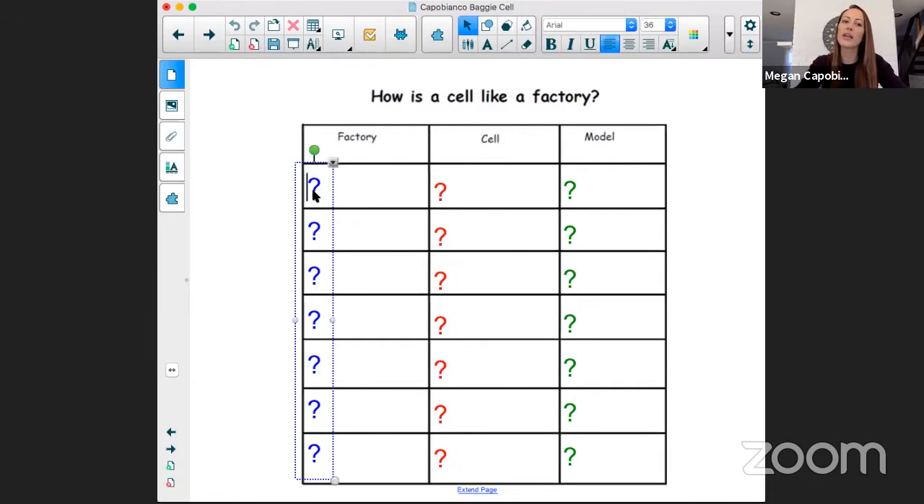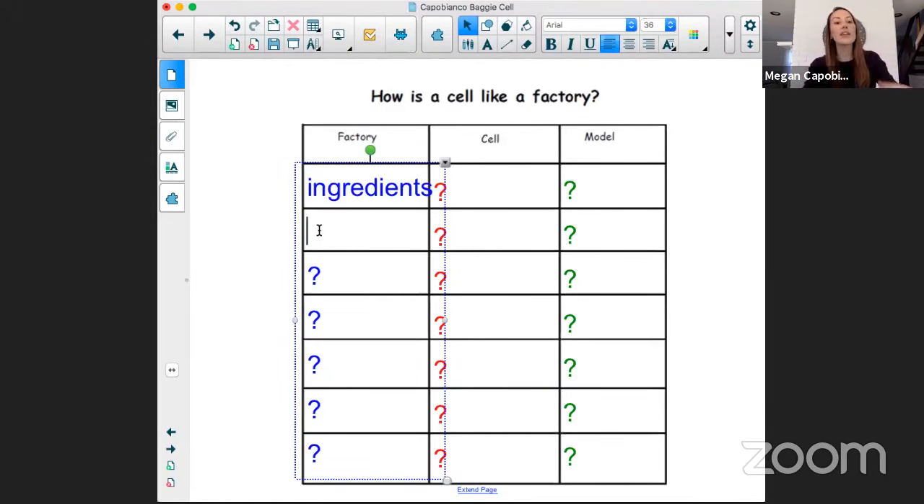So the first one I'm going to put here is ingredients. In order for us to make chocolate, we need the ingredients to make chocolate, things like cocoa beans and milk. All right, so ingredients is one thing that's necessary. What would be another thing we need in order to run a chocolate factory?